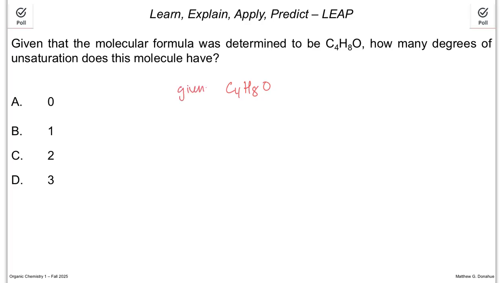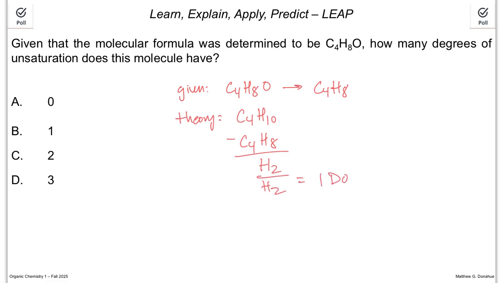So we're given, or we found C4H8O. Oxygen doesn't affect the hydrogen count. So we get down to C4H8. For 4 carbons, the max number of hydrogens is 10. So within that molecular formula, there's 1 degree of unsaturation.